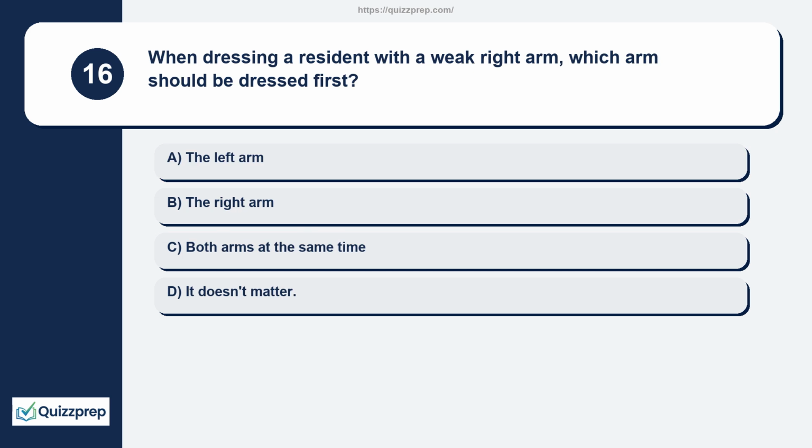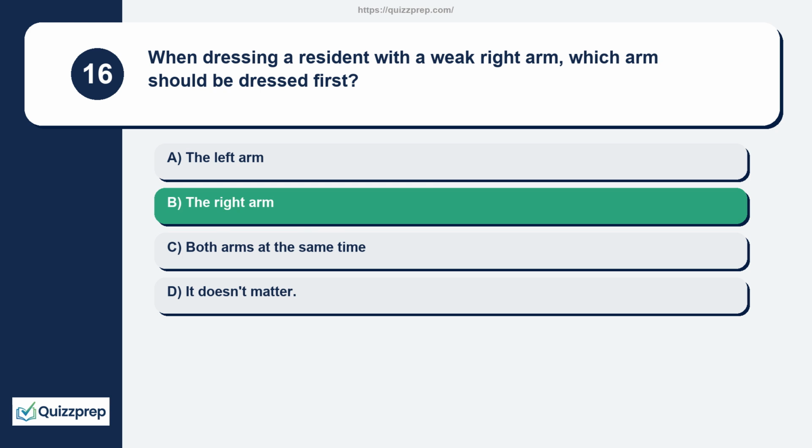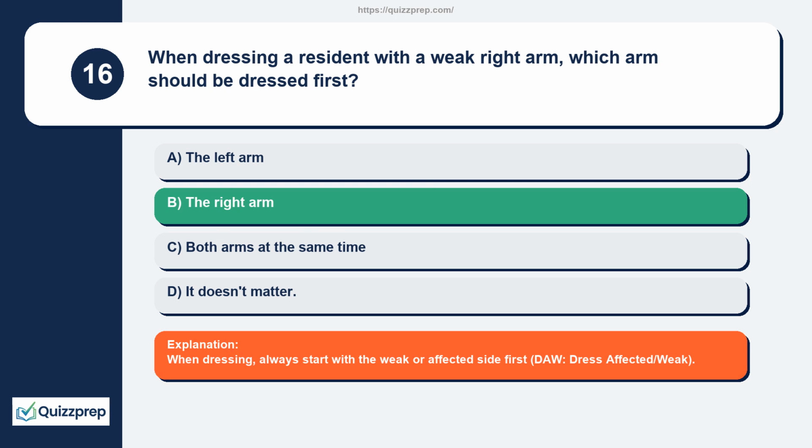Question 16. When dressing a resident with a weak right arm, which arm should be dressed first? The left arm, the right arm, both arms at the same time? It doesn't matter. When dressing, always start with the weak or affected side first. Dress affected, weak.